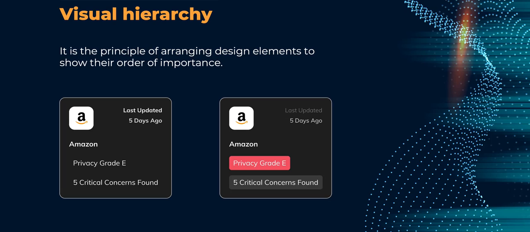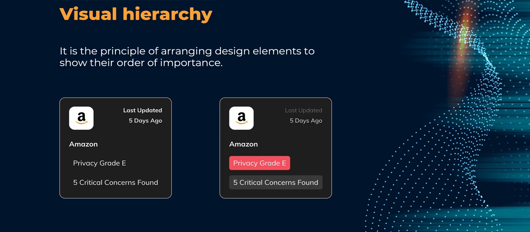So when you look at the design on your left, things are not really placed well. Everything looks the same, so it's hard to pick one particular thing to focus on. You don't know if you should focus on the privacy grade E or Amazon, because nothing stands out here. Aside from the logo, nothing stands out. Everything looks the same. But when you look at the design on your right, you realize that things have been carefully positioned in a visual hierarchy form.